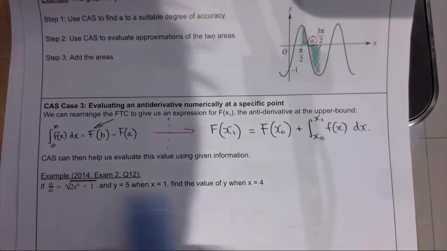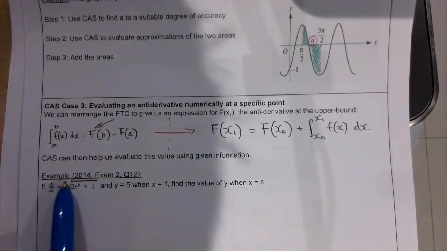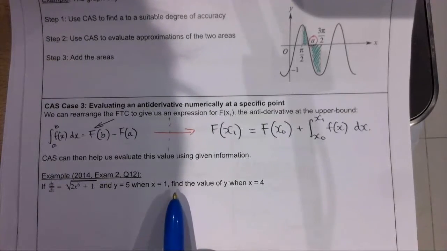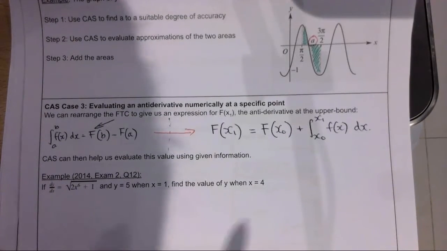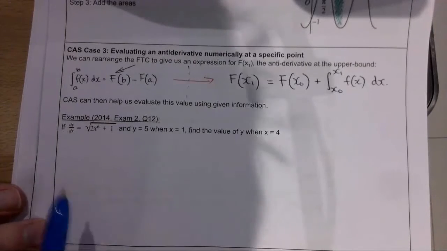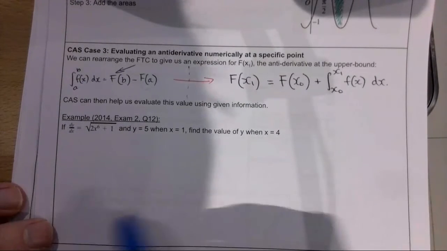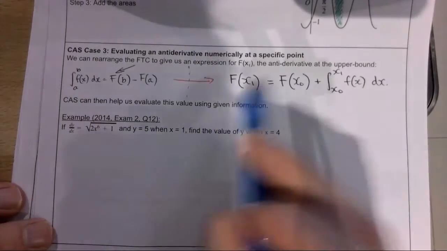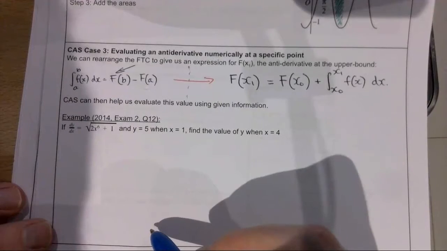So for example, here's an exam question. If we know the gradient is defined by this function, and we know that y has a certain value at x equals 0, it asks us to find the value of y when x equals 4. Now we could do this by hand, we would integrate, find the function, work out the value of c, etc. But perhaps an alternative way, and another tool for our toolbox, is to use this method.